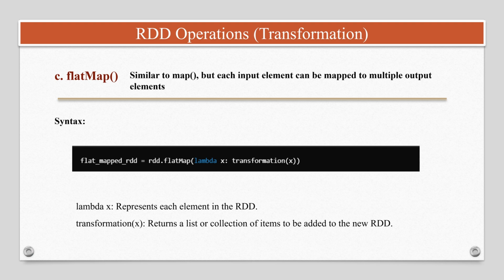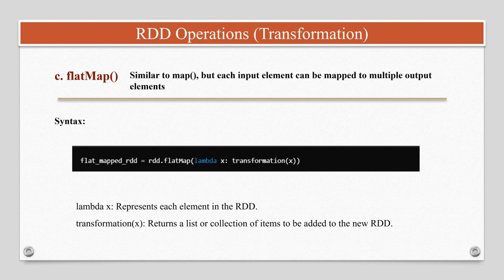Third transformation is flatMap. FlatMap is a transformation that, like map, applies a function to each element in an RDD. However, unlike map, each input element can be mapped to multiple output elements. This transformation is particularly useful for operations that involve splitting or expanding data. It is commonly used for splitting strings, expanding lists, or any process where one item can yield multiple results.